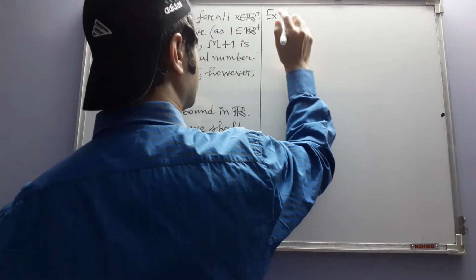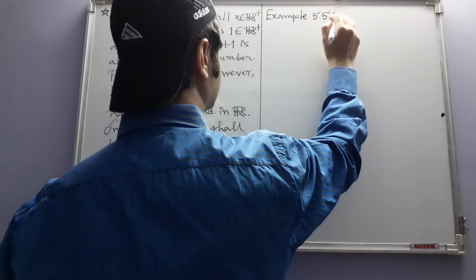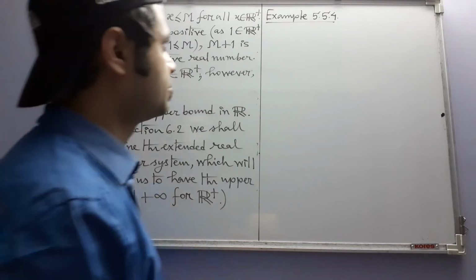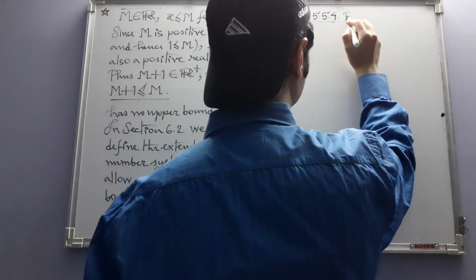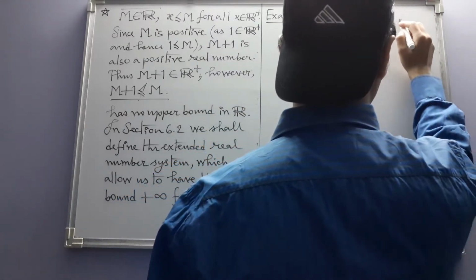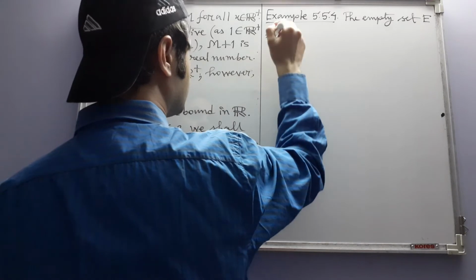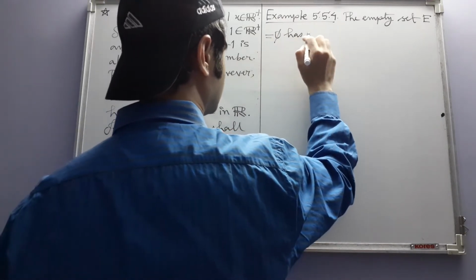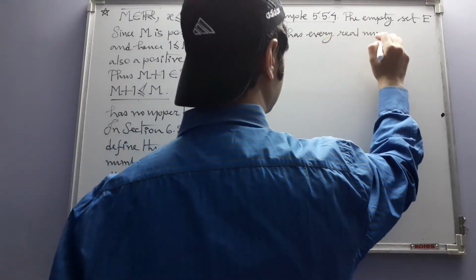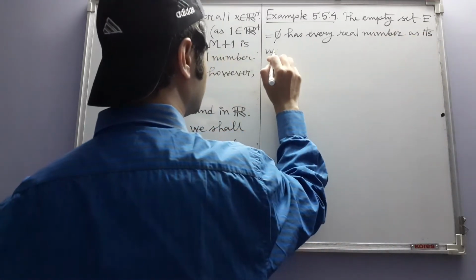Example. One extreme case is when the set E is the empty set. The empty set has every real number as its upper bound.